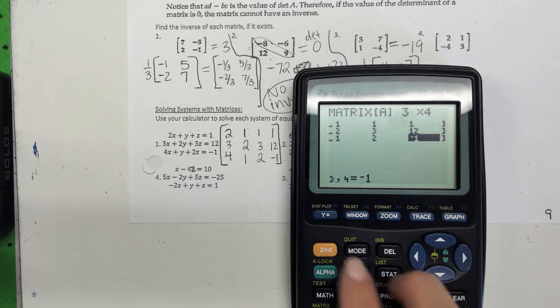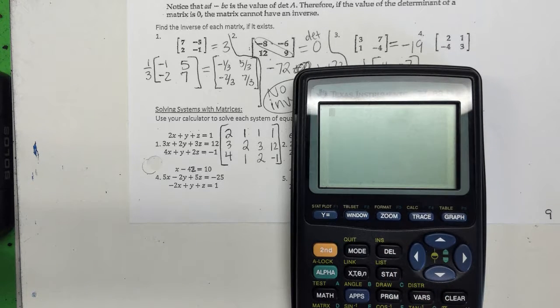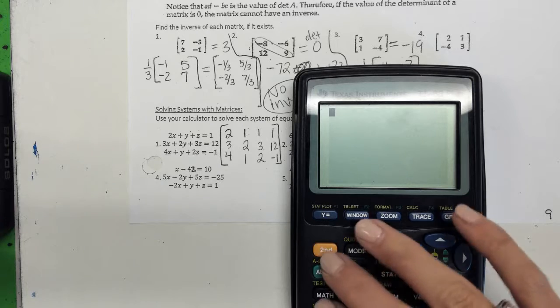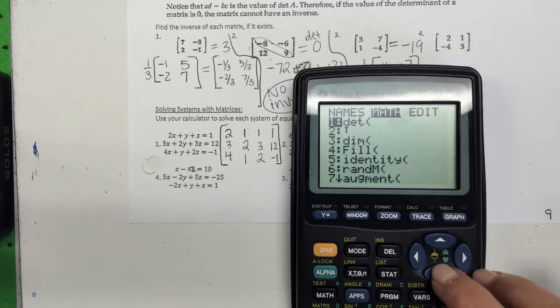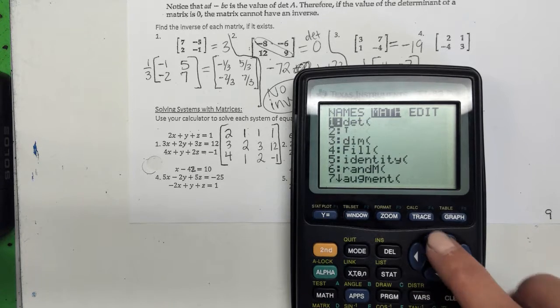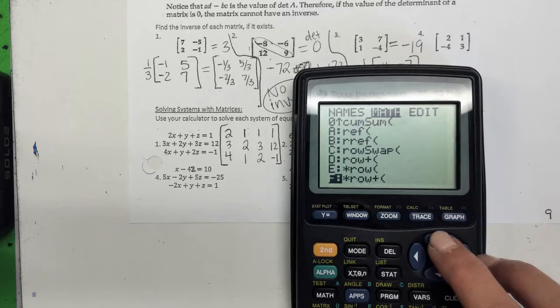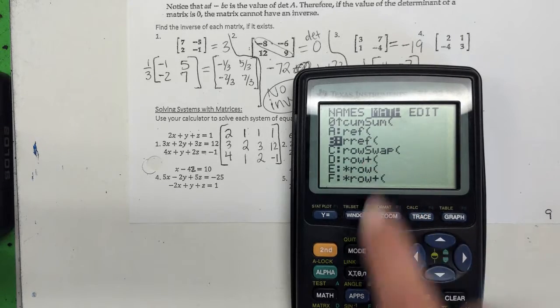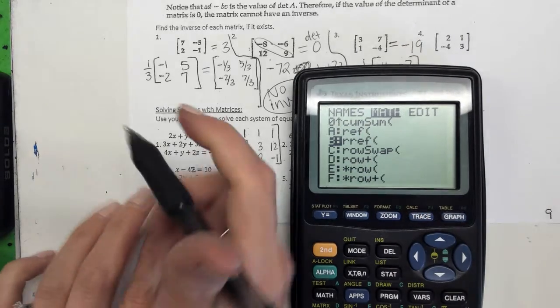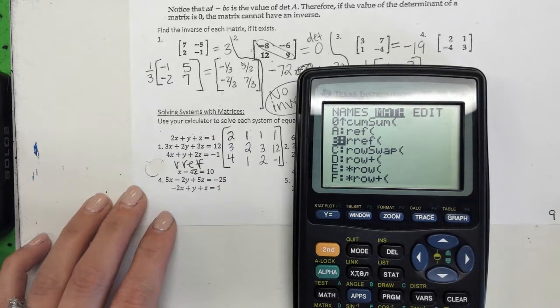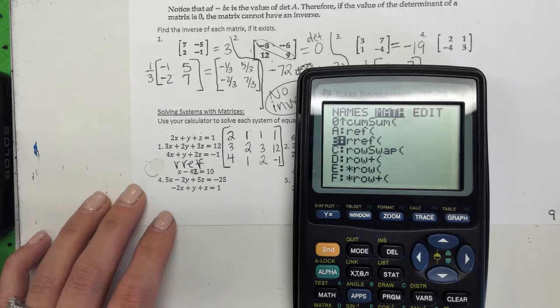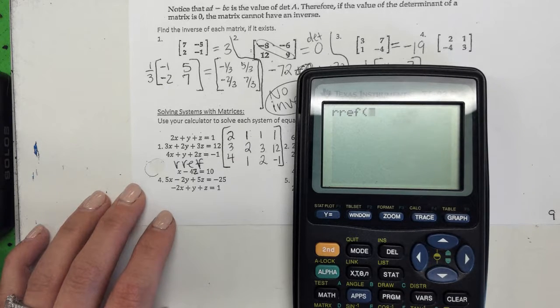Okay, hit second quit. Now hit second matrix. Go over to math and go hit the up button, and it should say RREF. I want you to write that down on your paper so you won't forget it. RREF is the button you're going to use. Does everybody see that on their calculator? Hit enter. It should say RREF parentheses.